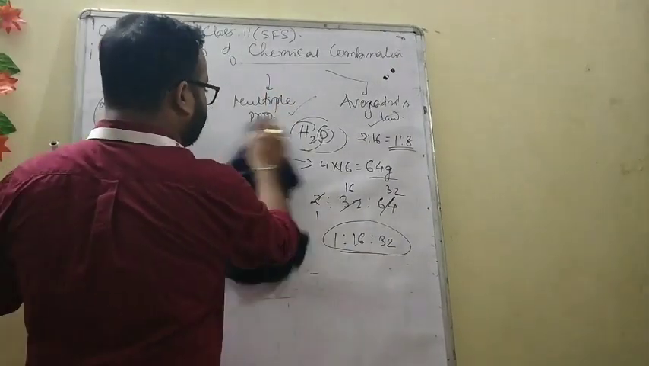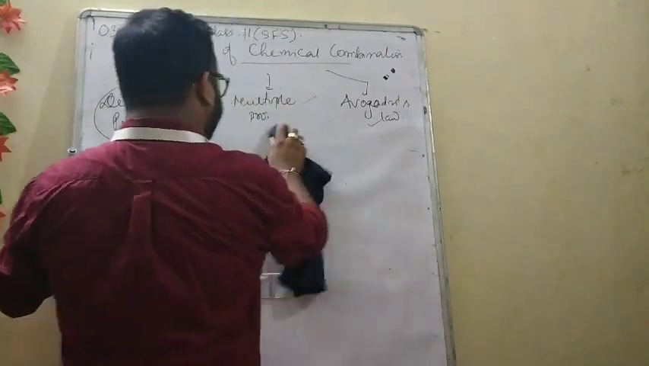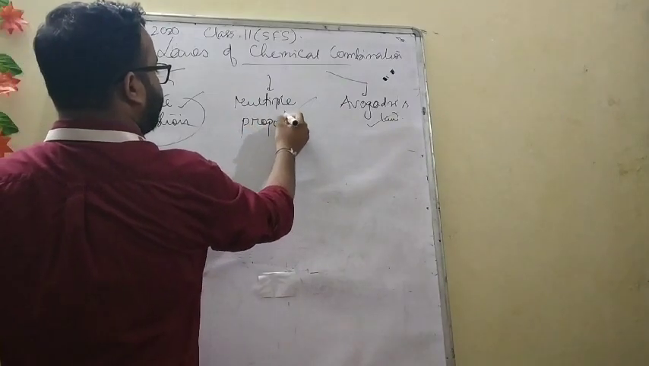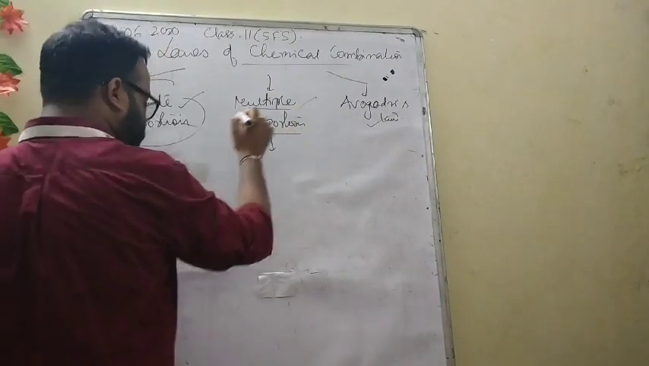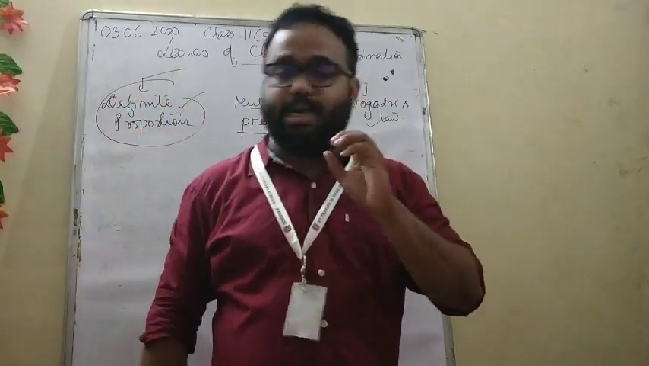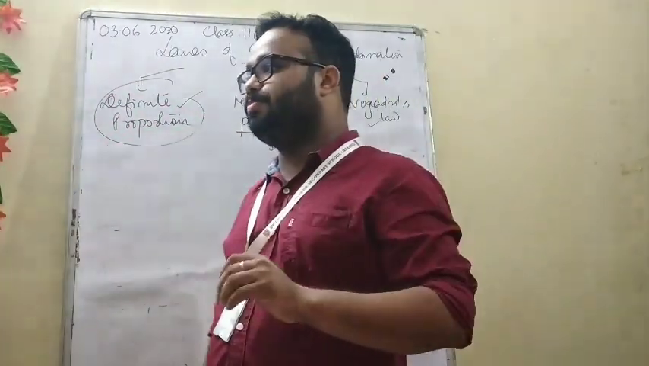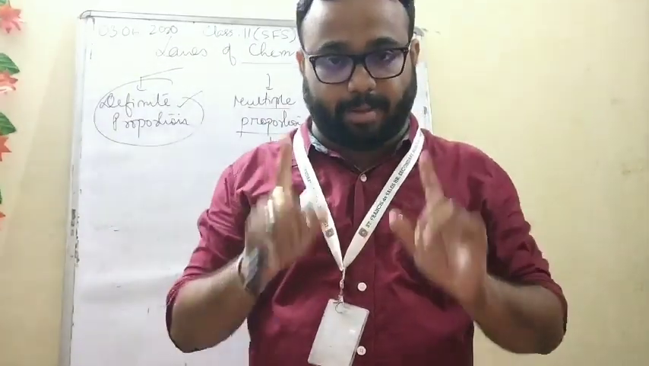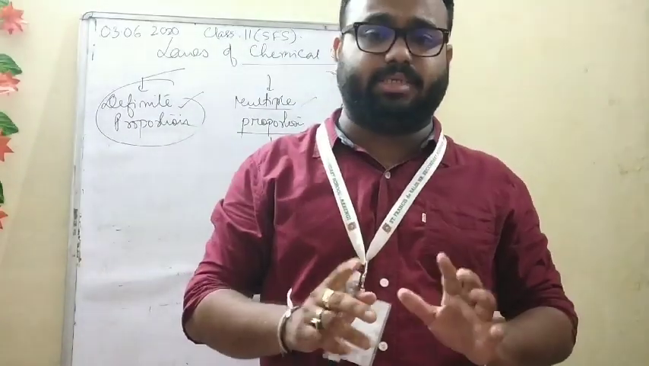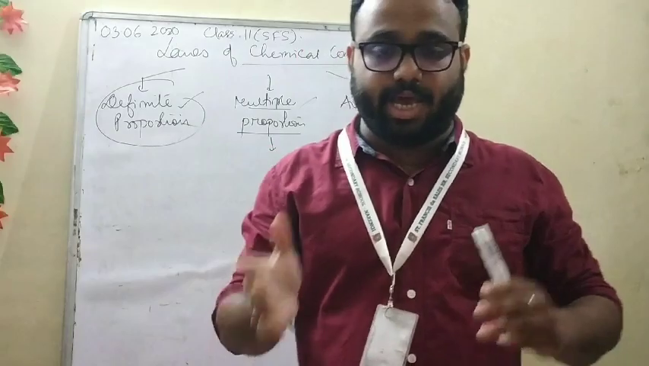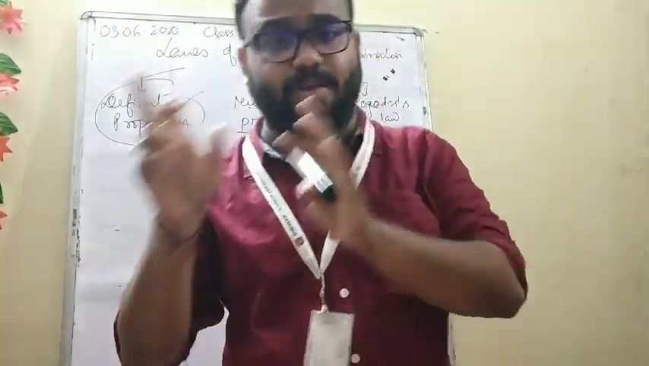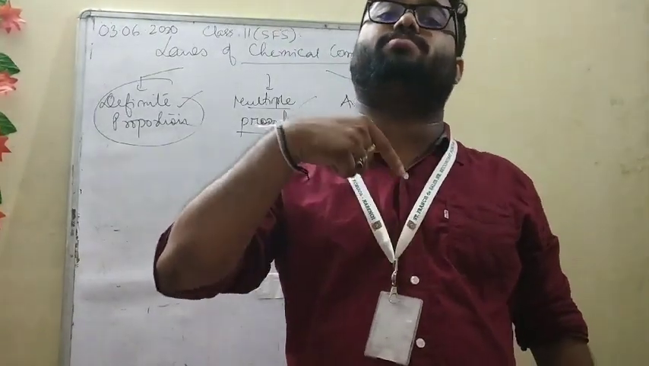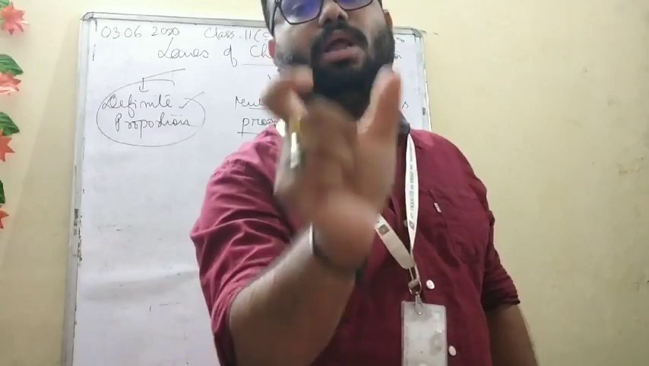Next we will go to the law of multiple proportions. To understand this, it states that if two or more same elements give different products, then the fixed mass of one element combines with the fixed mass of another element in a simple whole number ratio.